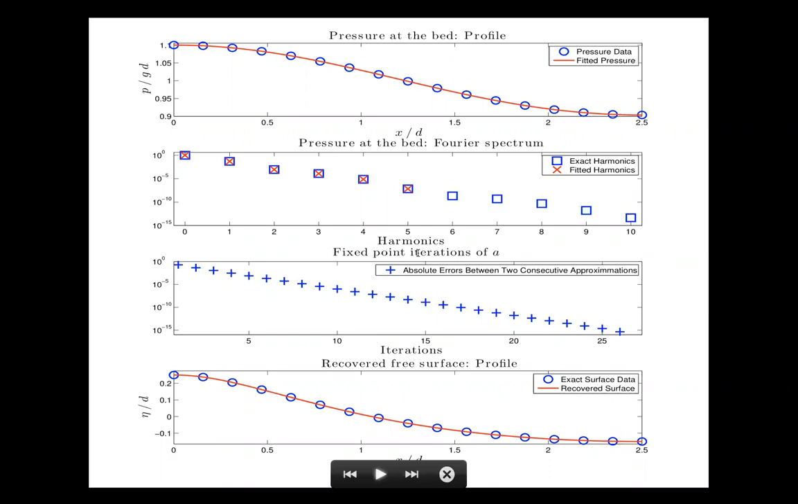And then I compute the amplitude by basic fixed point iteration, because we can prove mathematically that this basic fixed point iteration is stable. So I did it numerically without trying to do anything smart. And you can see here the convergence of the fixed point iteration. So I get the amplitude, and then I solve the equation numerically to get the profile. And the blue one is the exact surface data, and the red one is the recovered surface. And we can see that the recovery is quite good.